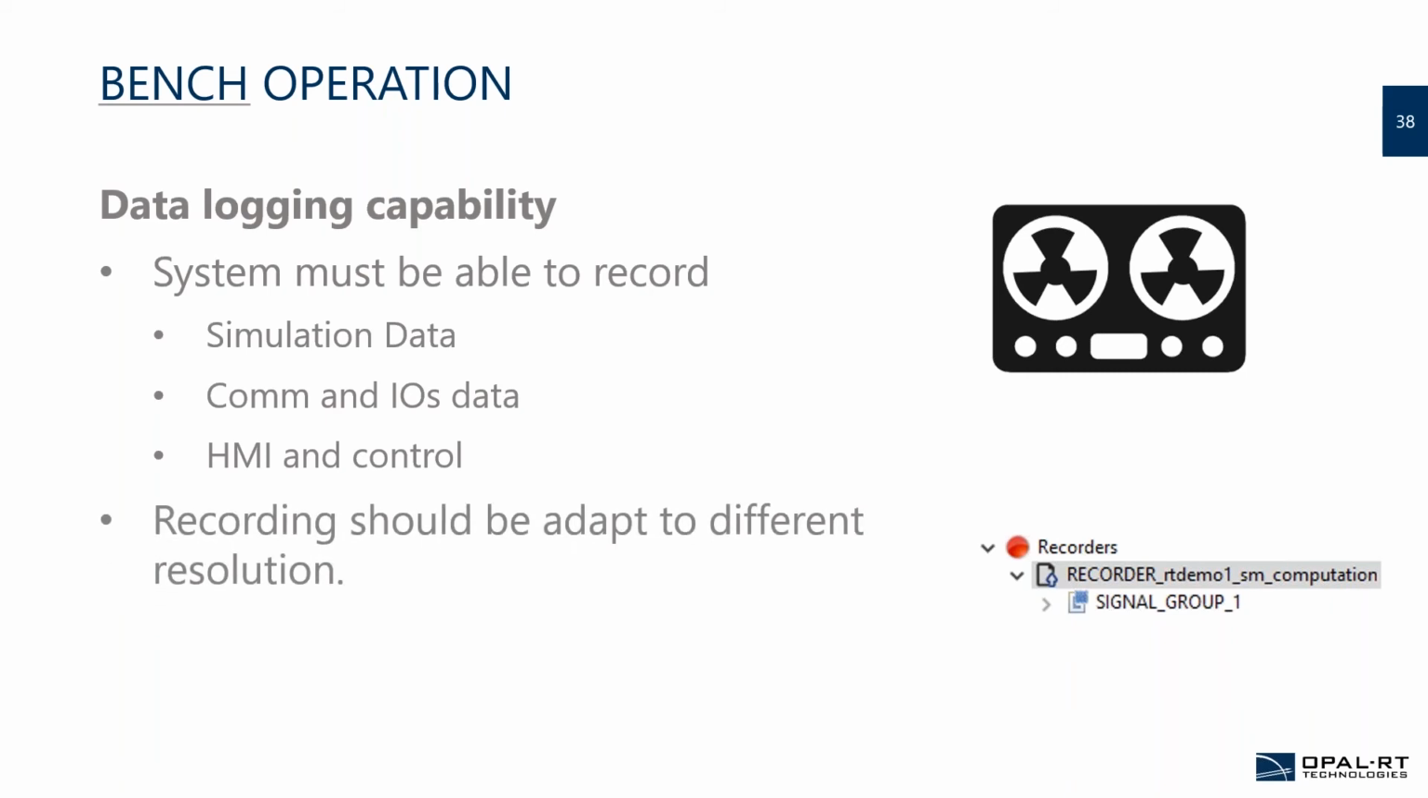Then recording should also be adapted to different resolutions. What I mean by that is if you're running a model at 50 microseconds and you have, let's say, 5,000 parameters and signals that you want to record, those files will get really, really big. So you need a flexible recording that can change the recording rate. A temperature, for example: is it mandatory to record that at 50 microseconds? Maybe not. So having a flexible tool that gives you different recording rates is really important as well, otherwise you will end up with gigs and gigs of data that are not that useful.